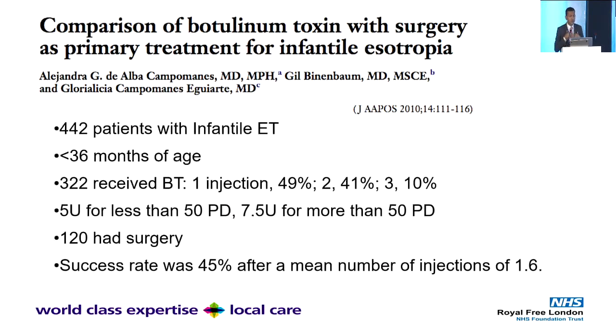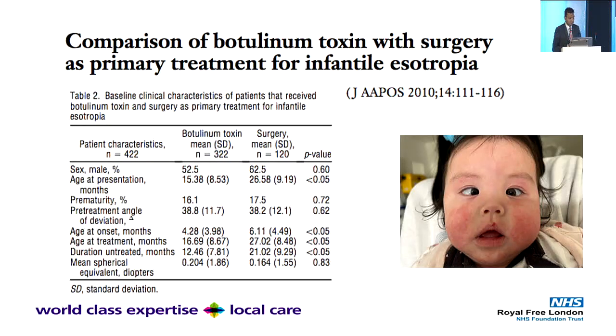So which children does this work for? Who are the best children to perform this procedure on? If you look at the literature, this is the largest study by Alejandra Campomanes and Jill Benibom, and they looked at almost 450 patients, of which 322 received toxin. 50% of them, just one injection. 50% had 2 or 3 injections, and they used 5 units for less than 50 diopters, 7.5 for more than. And this is their cohort.